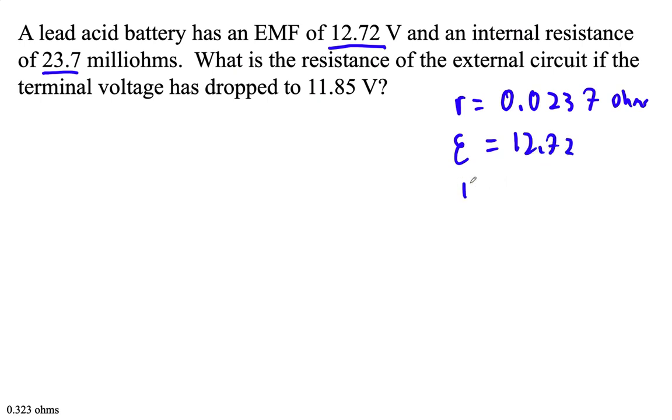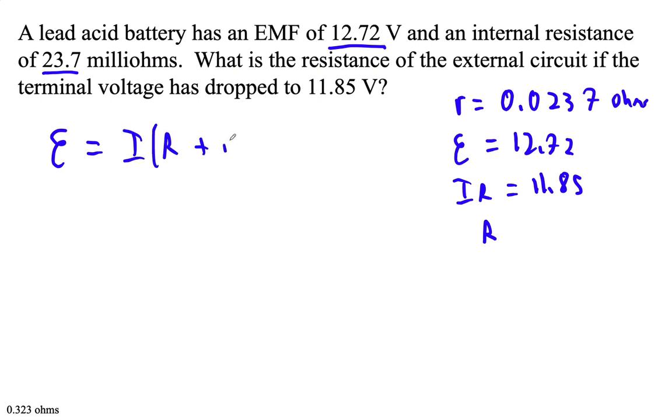And then we know that I times R, the terminal voltage, is equal to 11.85. Right? And then it's asking us for what R is. What is R? Well, that's going to be interesting. How do you do this? I don't know. Let's just look at the formula. Let's try the one that they give us. So EMF is equal to I times (R plus r).